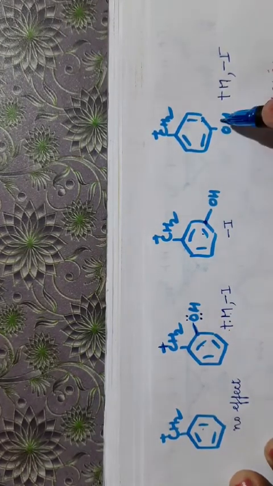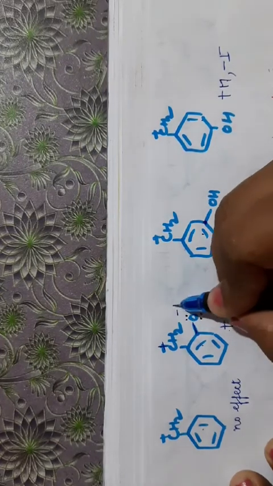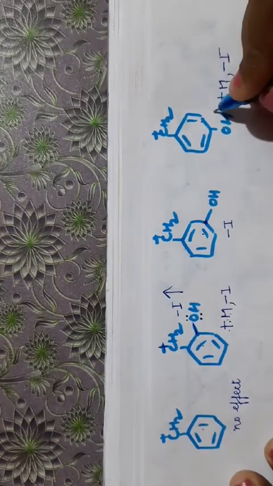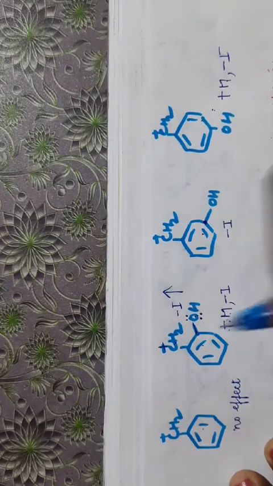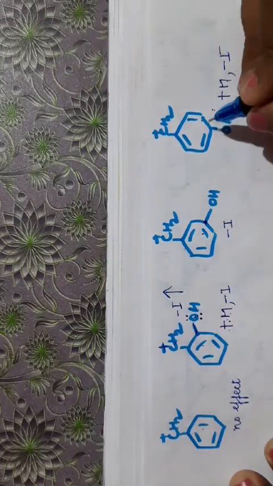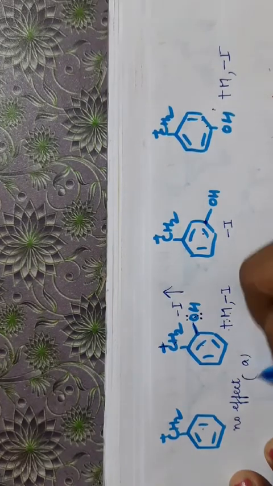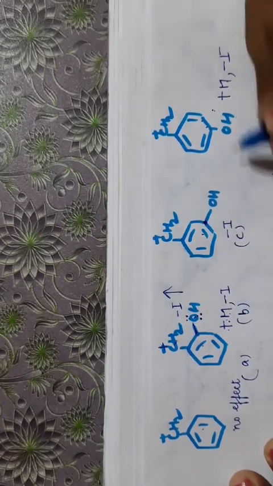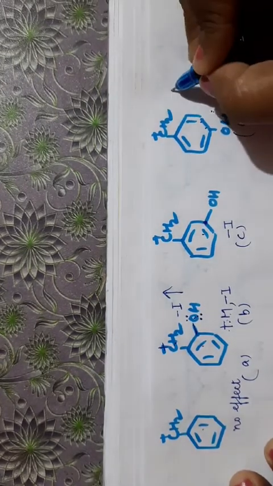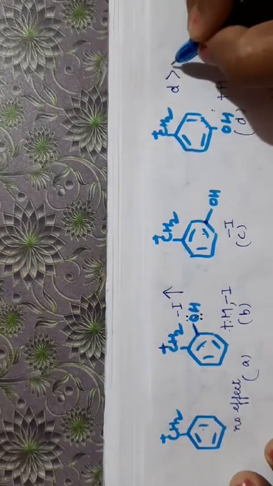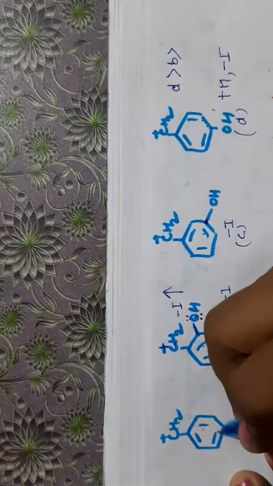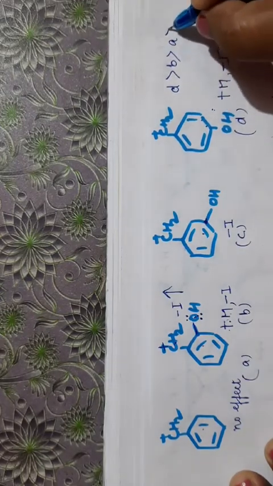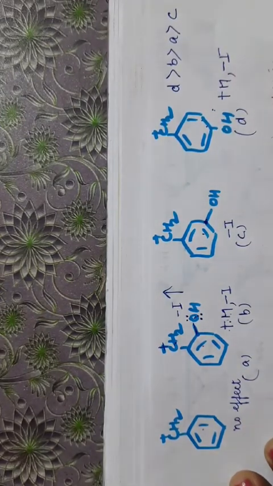Now we have to compare between these two. Here minus I effect will be slightly stronger as compared to here, because it is present closer to the CH2 group. So it will be less stable as compared to this structure. So if we take A, B, C and D, D will be maximum stable, then B. Then C has minus I effect, there is no effect here. So A will be more stable than C. So you have to look for the effects.